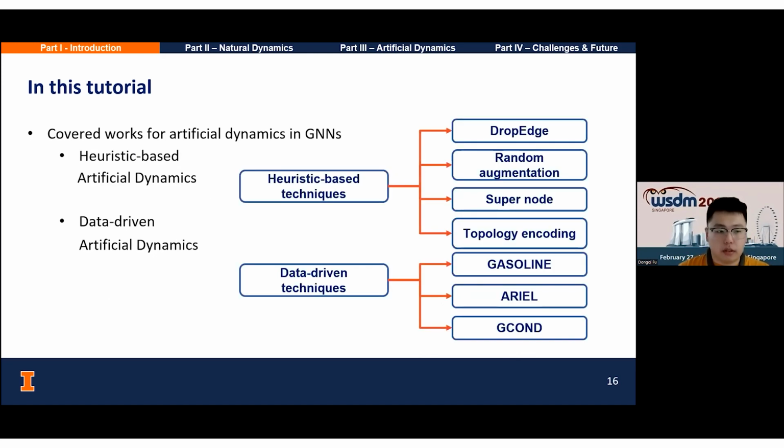For the artificial dynamics in graph neural networks, we will cover the research works in the following two dimensions. Intuitively, heuristic-based techniques mean that the augmentation strategies are non-learnable, but designed by heuristics. Data-driven techniques mean that the augmentation strategies are learnable from the input data. In each dimension, we will introduce several recent works.